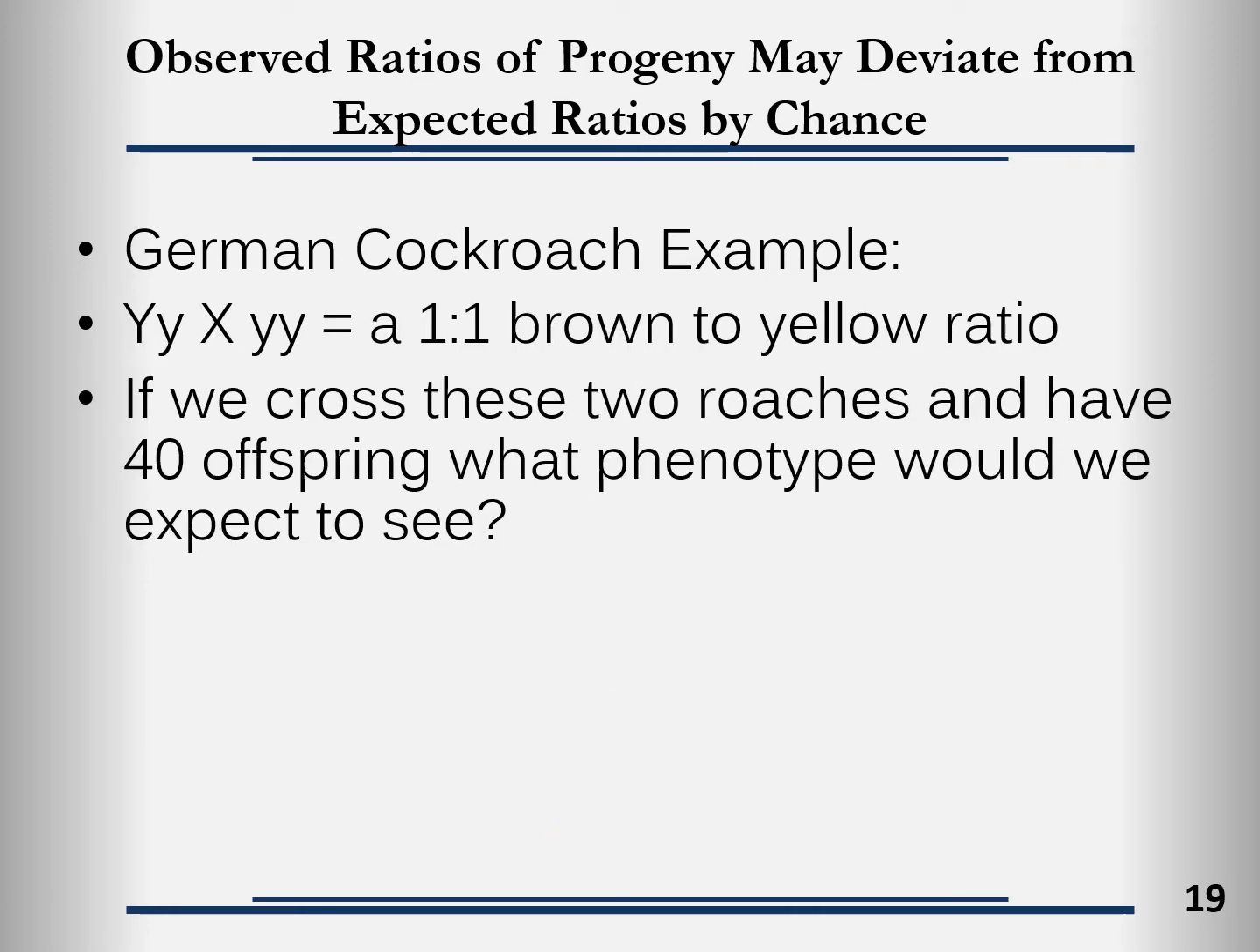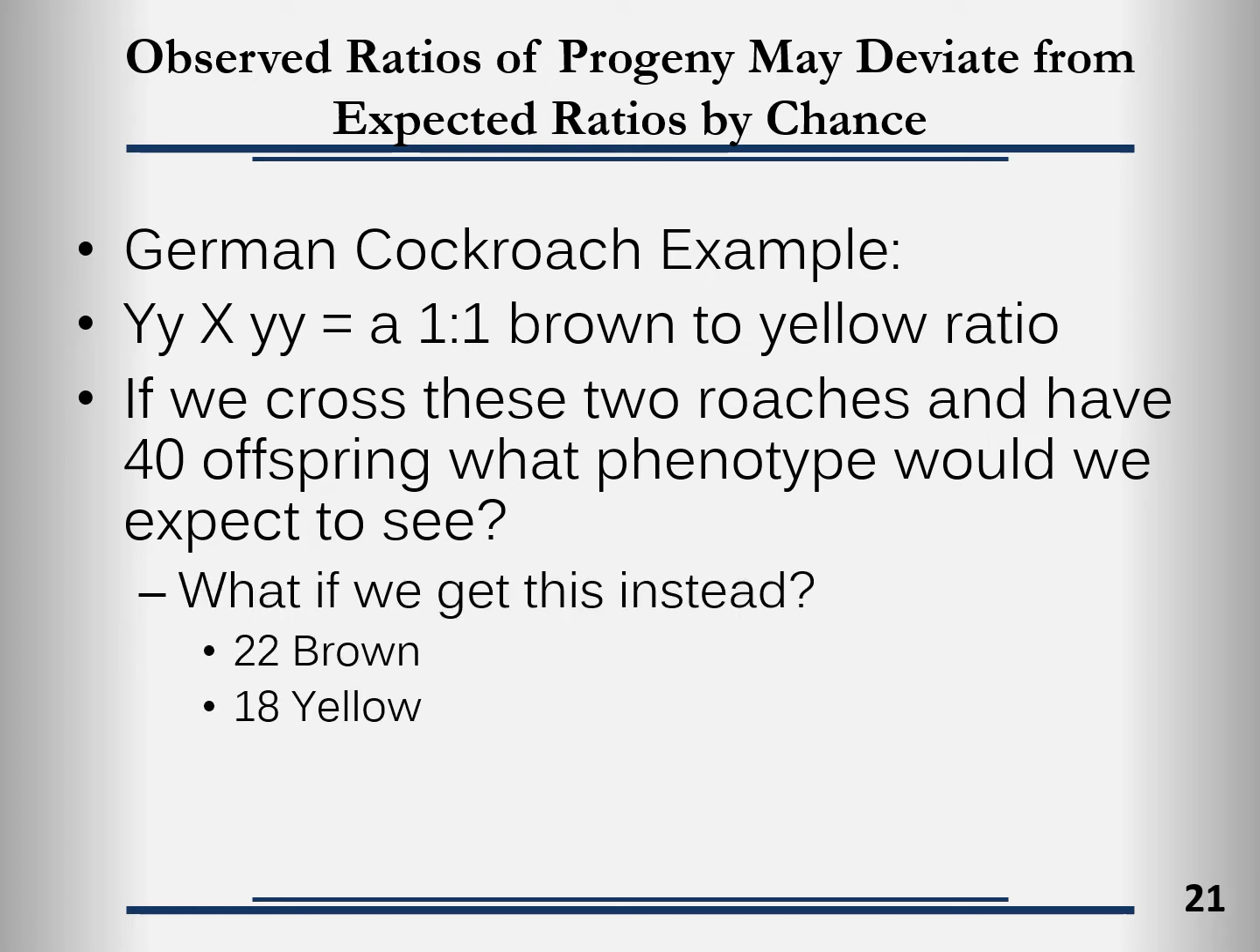So let's say that I do this experiment. I get some poor graduate student to go in there and breed these 2 cockroaches, and we end up with 40 baby cockroaches. And I say, go in there and count how many brown and how many yellow. And what we observe, we expect to see 20 and 20, but instead of that we see 22 and 18. Now that's not exactly 1-to-1. Slightly more brown, slightly less yellow.